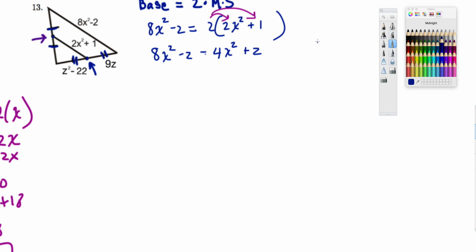Okay, what do we got? I just have x squareds here. Okay, how about let's subtract everything to the left. So that gives me 4x squared minus 2 equals 2. How about let's subtract this 2 over here.